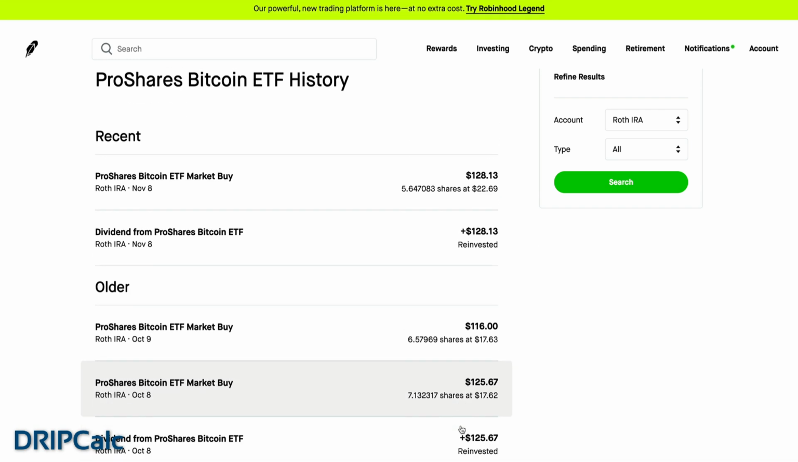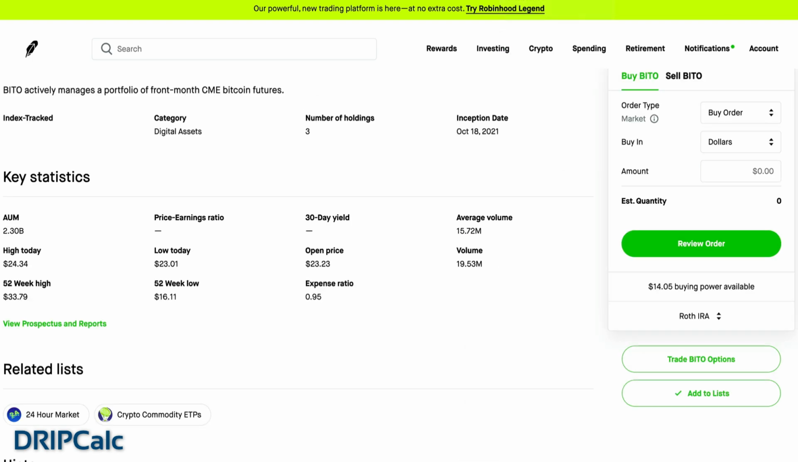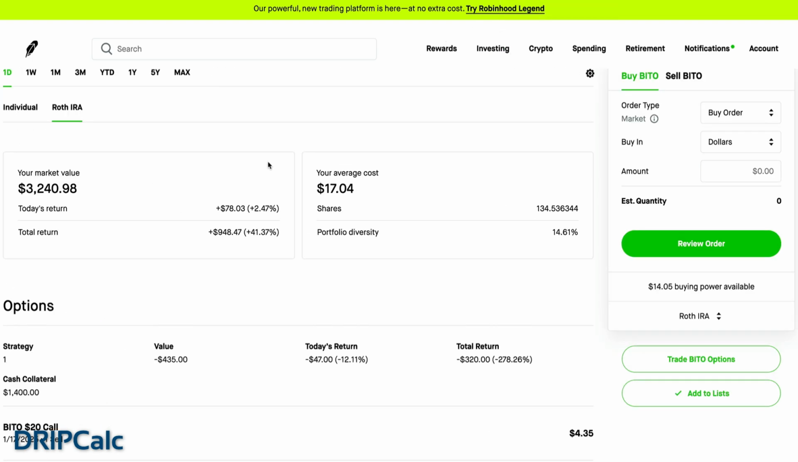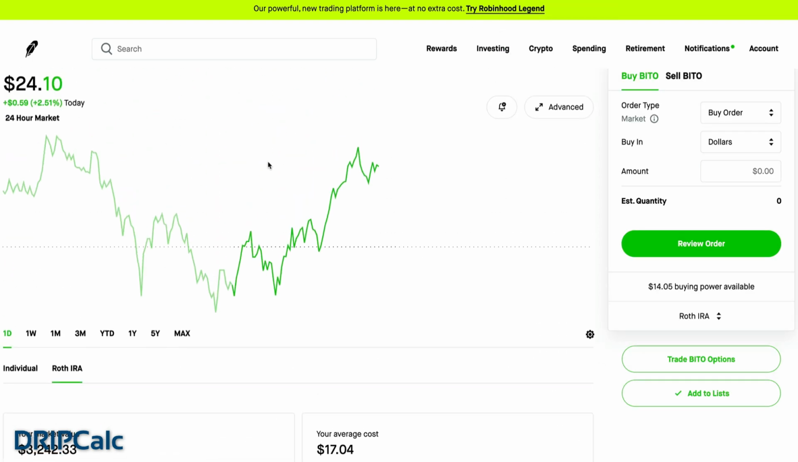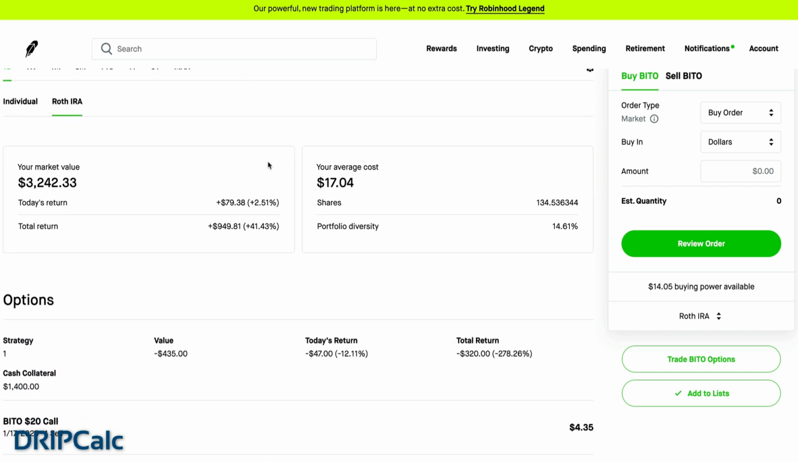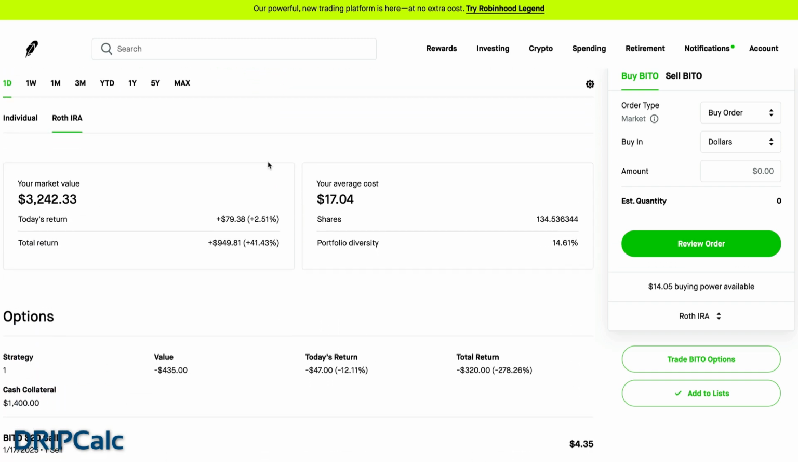Now most likely I will get assigned, I will lose 100 of these shares, but essentially I will be left with about 40 shares at the end of the day, and they will be practically free. I think out of pocket I only spent like $150 on it.